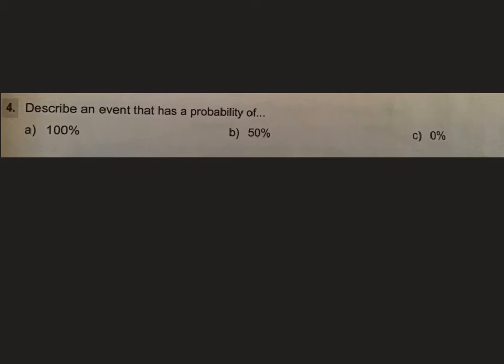Question 4 asks you to describe an event that has the following probabilities. So an event could be a real life event, but it could also just be a scenario like flipping a coin would be considered an event. Spinning a spinner would be considered an event. Pulling a marble out of a box or a bag would be considered an event.